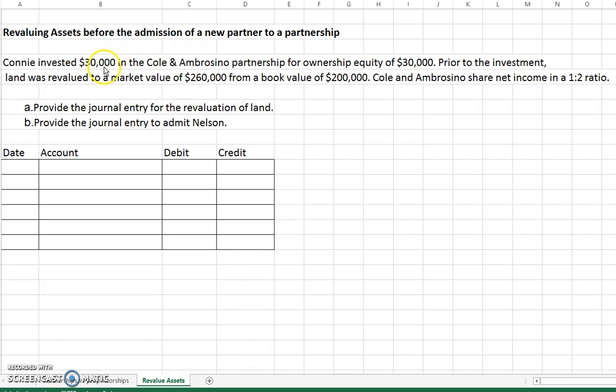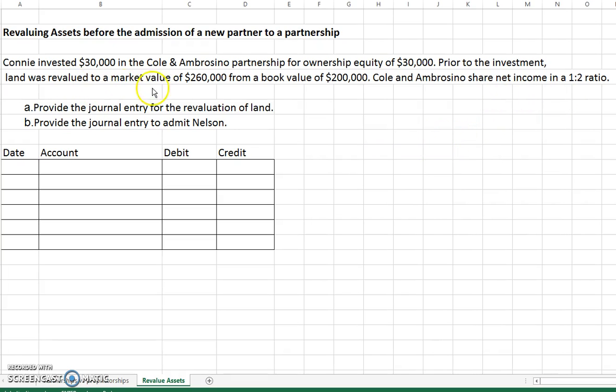So we have Connie invested $30,000 in the Cole and Ambrosino partnership for ownership equity of $30,000. So automatically we can see that this is a new partner going to contribute assets to a partnership. Prior to the investment, the land was revalued to a market value of $260,000 from a book value of $200,000. Cole and Ambrosino share net income in a 1-to-2 ratio.